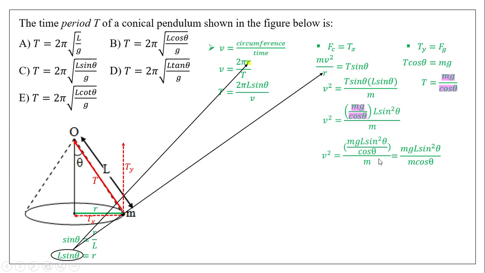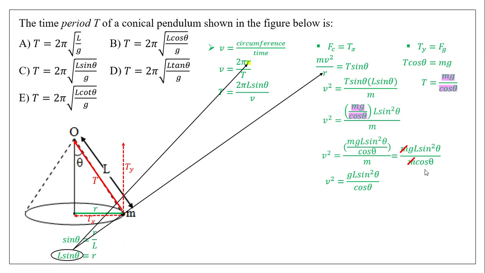So you do not want to multiply by reciprocal here because you're not dividing by a fraction. This is a fraction divided by a denominator. So simply multiply by the two denominators. That gives you that. And here, if you realize, m cancels out. So the mass of the object cancels out. And here we have v squared is gL sine squared theta over cosine theta.